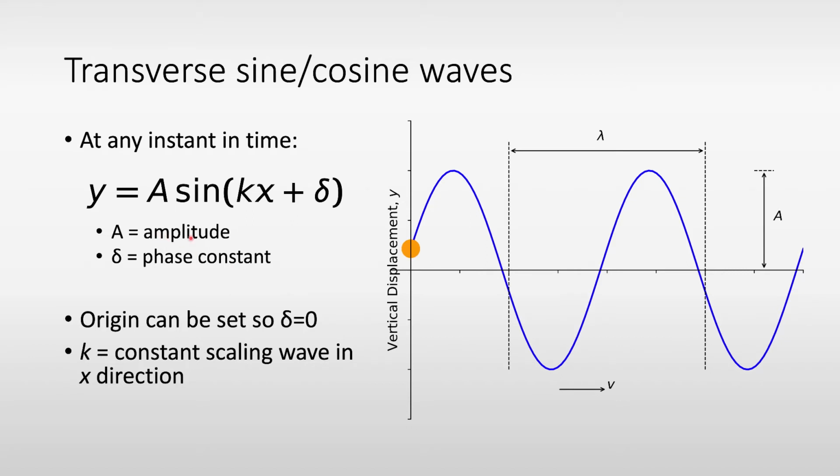Now this equation will look very familiar to you from the simple harmonic motion oscillations part of the course, but it's really important to remember that once we start talking about waves, this k value is not a spring constant. It is just a scaling constant in the x direction. So we'll talk more about that later on.